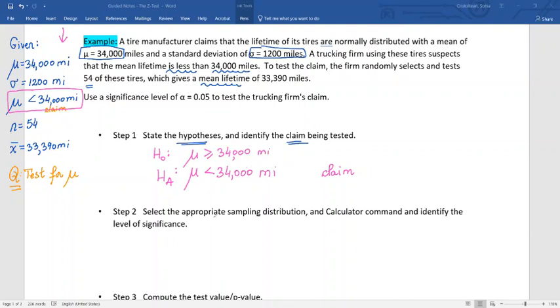Now, at the next step, we want to make sure we know which distribution we use. We want to make sure which command on the calculator we use. And we want to write down the level of significance.